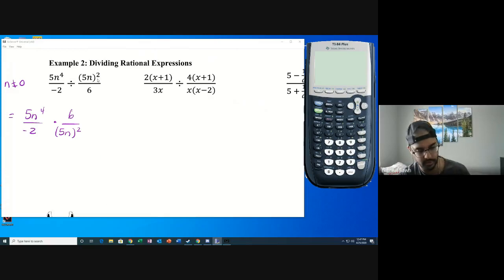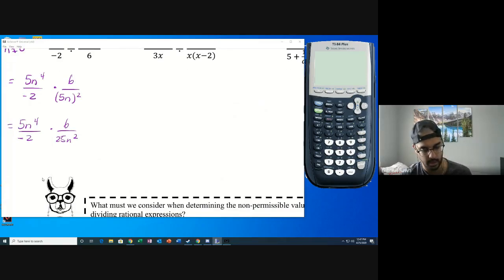And now you can start to reduce things. So let's square this first, or just square that factor on the bottom, I should say. So 5n^4 over negative 2, multiply with 6, so it's going to be 25n squared. Now you can reduce everything and put stuff together. So you're going to get a 30n^4 on top over negative 50n squared on the bottom. Reduce it, you get negative 3n squared over 5. And again, n can't be 0.